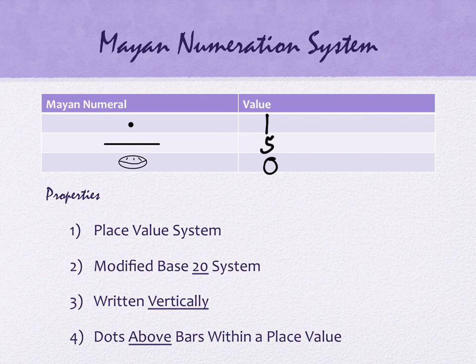But again, their symbols are not worth very much, are they? So there's got to be something going on. And it is something very much like the Babylonians and like we do with our place value system. They have a place value system, okay? They have a modified base 20 system. So do you know why we have a base 10 system?